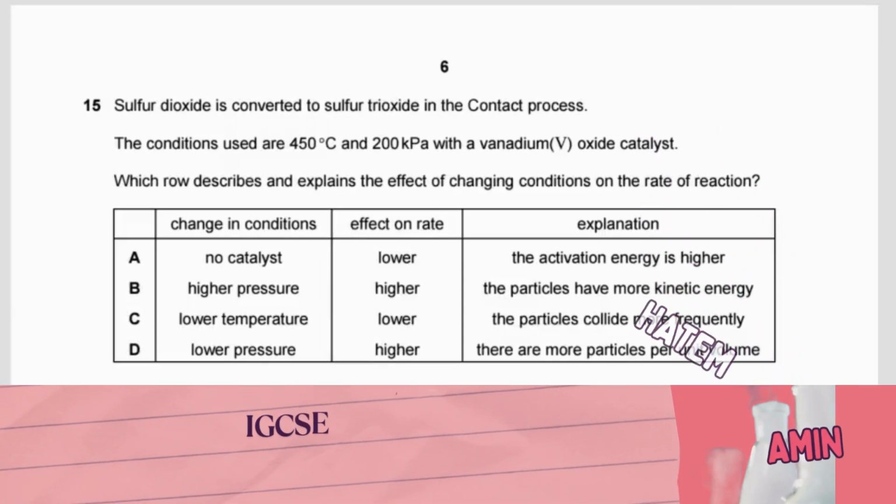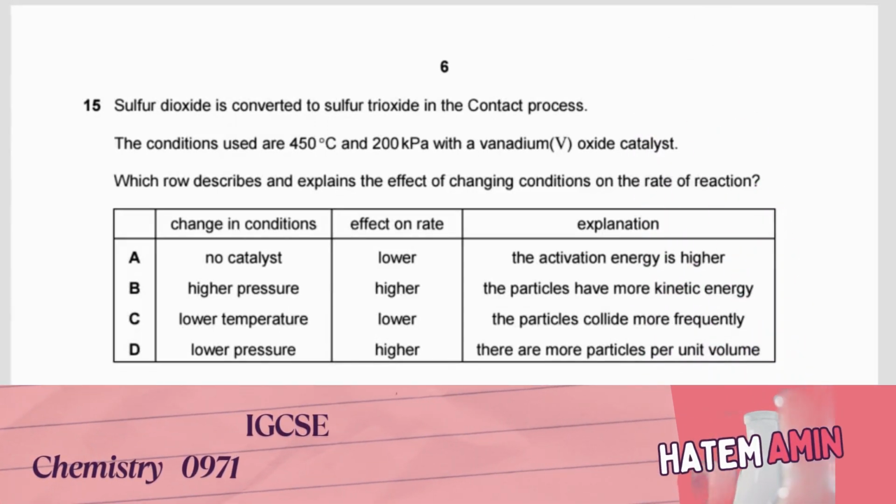The question is, sulfur dioxide is converted to sulfur trioxide in the contact process to produce sulfuric acid. The conditions used are 450 degrees and 200 kilopascal with vanadium oxide as a catalyst. Which row describes and explains the effect of changing conditions on the rate of reaction?